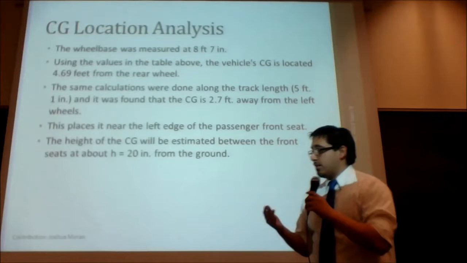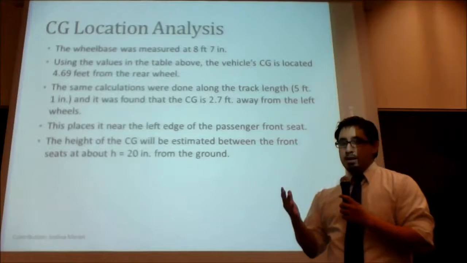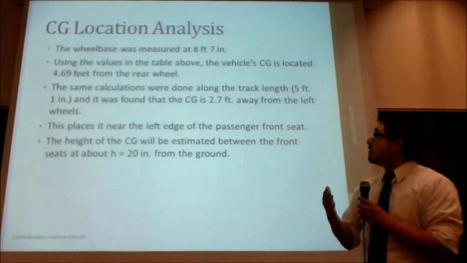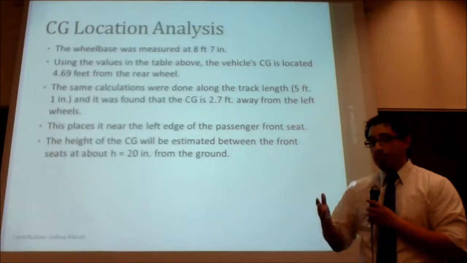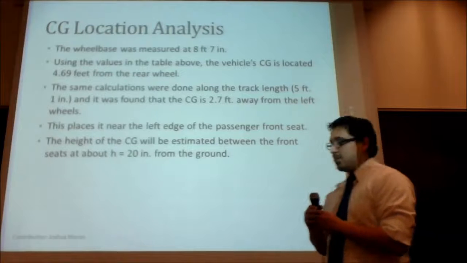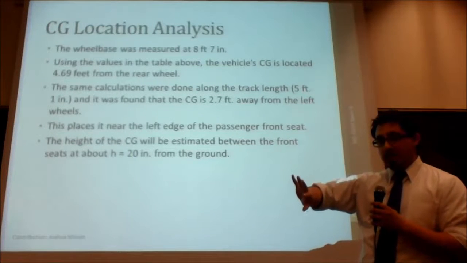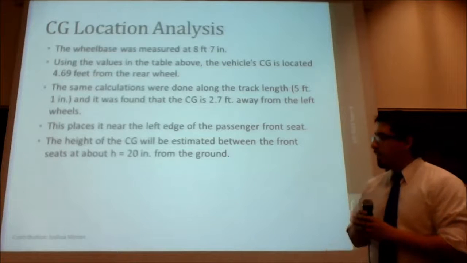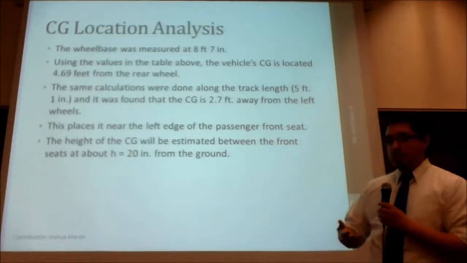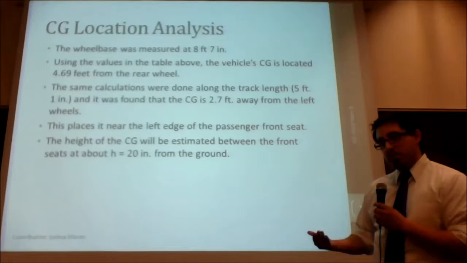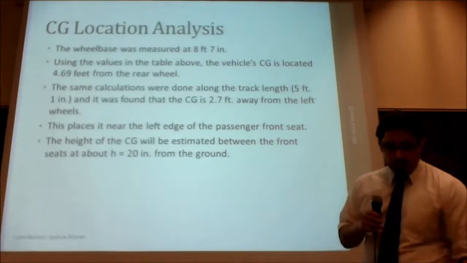We also did this calculation with the track width, and found that the CG is 2.7 feet away from the left wheels. This places the center of gravity near the right passenger seat, on the left of that. And we estimated the height to be about 20 inches: 8 inches clearance from the ground to the bottom of the car, and a foot extra.